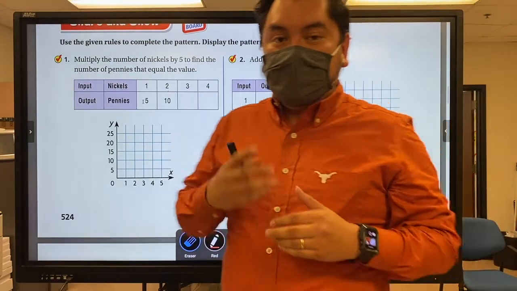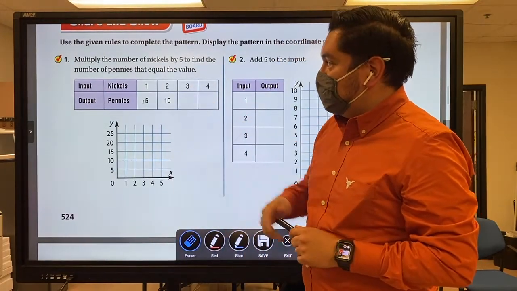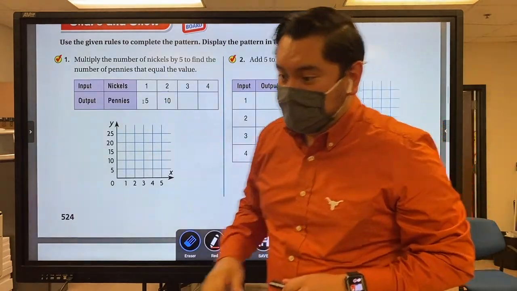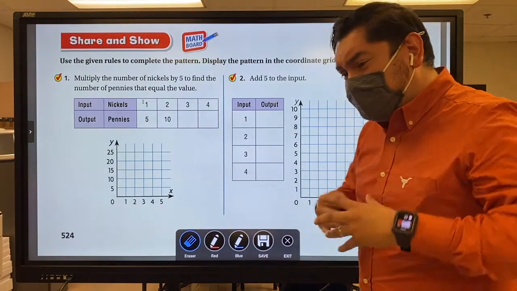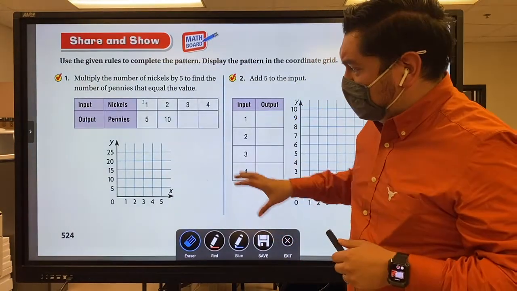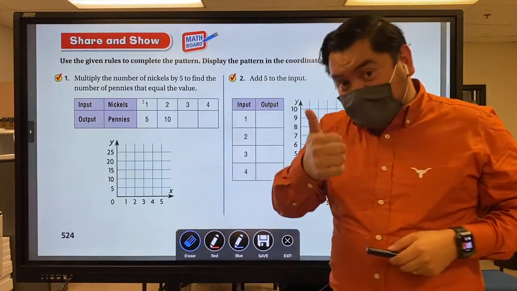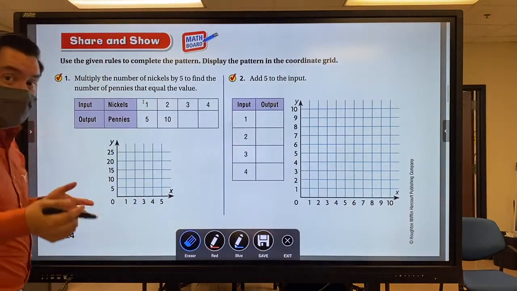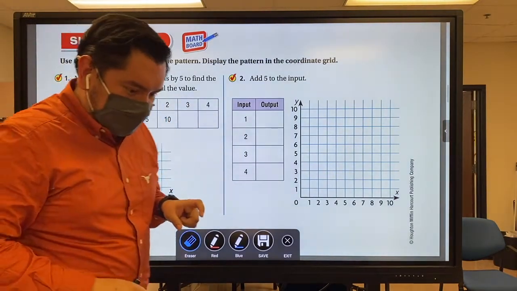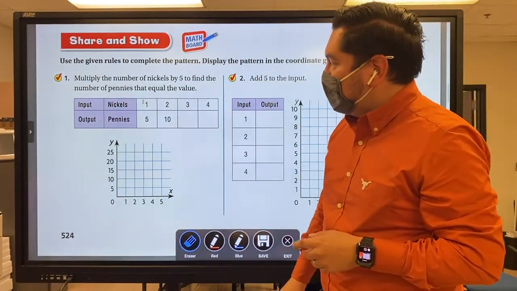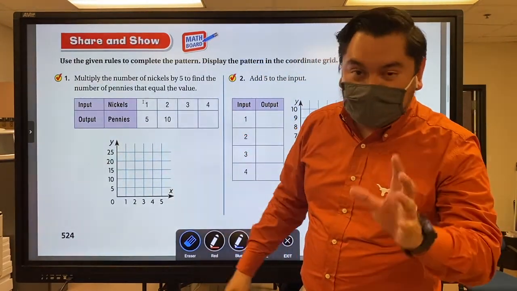All right, let's continue to the next page. So page 524. And then you're gonna go to the bottom part of the page and you're gonna find problem 1 on the Share and Show side. It's the last 2 problems on that page. Now, there were a few things that we had to do in order to graph on a coordinate plane, right? That's the main outcome. But in order to do that, first, we need to understand the problem, really the story that this problem is giving you. And after that, fill in your input-output table, and then use that information to move along to the graph. So we'll do those step by step.